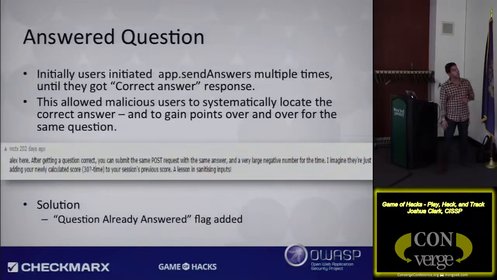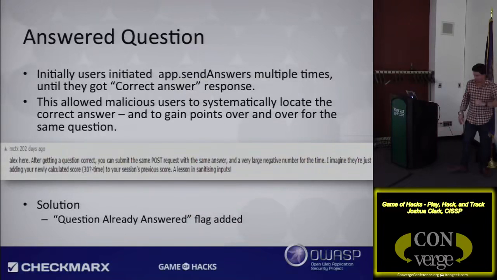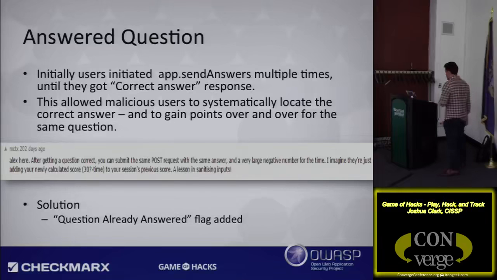Initially, the guy that hacked our application through the answered question element was allowed to submit the answer multiple times. If you ran a script in your browser, app.send answers, you could send the answer multiple times to the server until you got it right. You could write a quick loop that submits answers until you get the right one in enough time, right in the JavaScript console window in the browser.